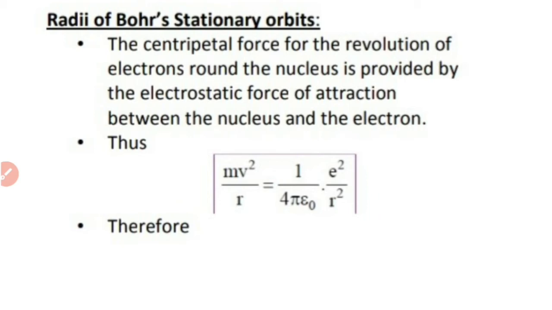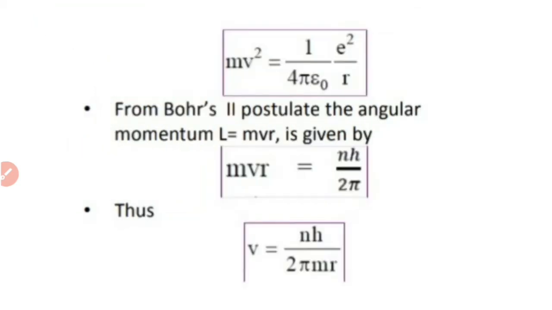So for e squared, we are having Q1 and Q2. Q1 is the charge of the nucleus and Q2 is the charge of the electron. Here both are the same in the hydrogen atom. So we have 1 by 4 pi epsilon 0 e squared by r squared. Therefore, we have mv squared equal to 1 by 4 pi epsilon 0 e squared by r.